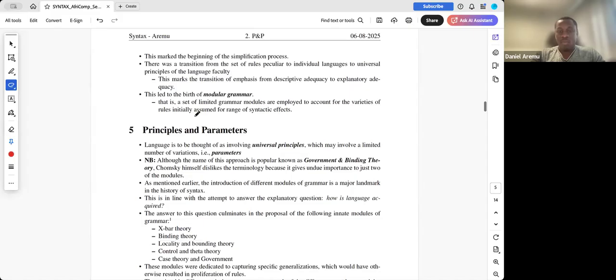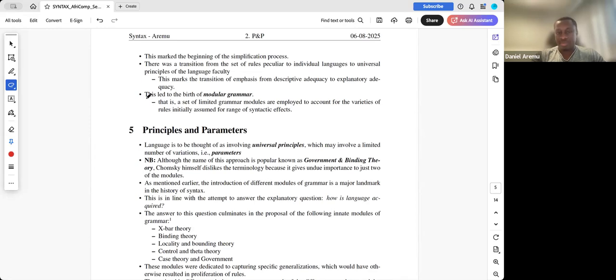And what that means is that now we can explain the question of how language is represented in the mind, and why what we see and hear in language is the way it is. So apart from the X-bar theory, there are other modules, of course.